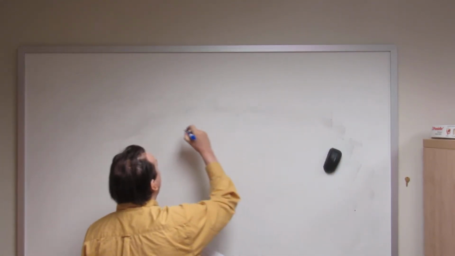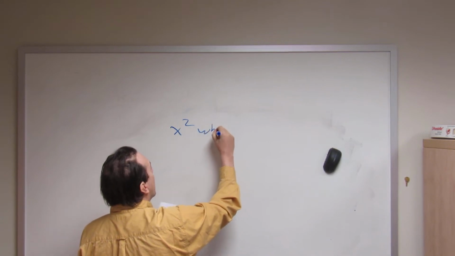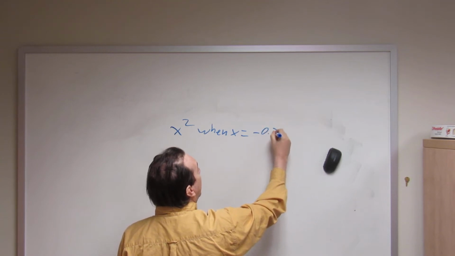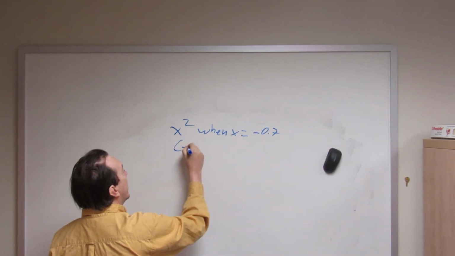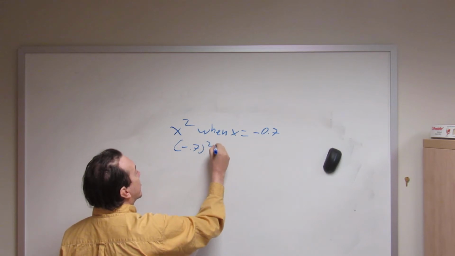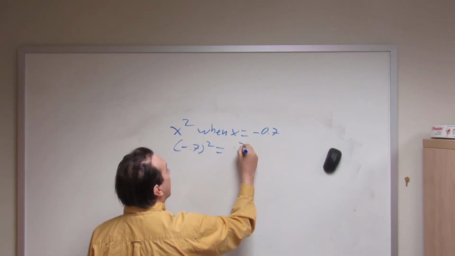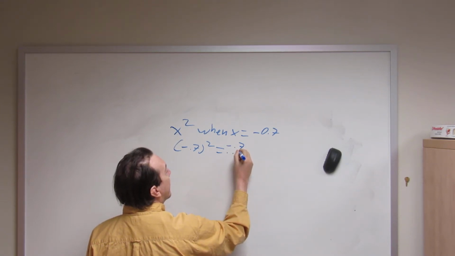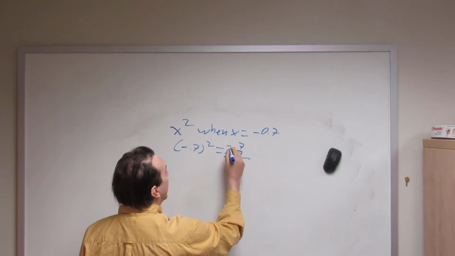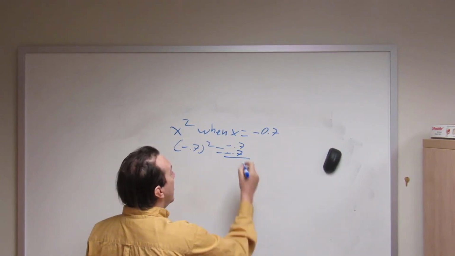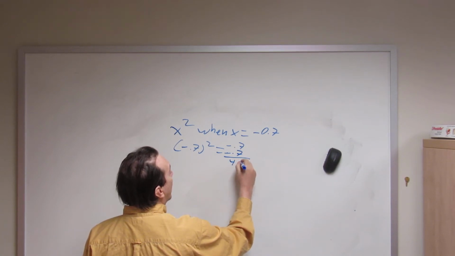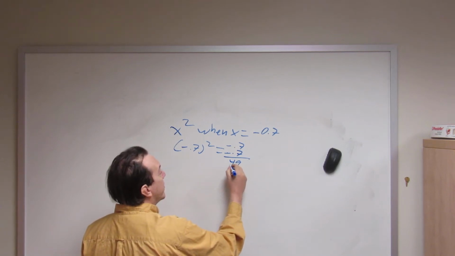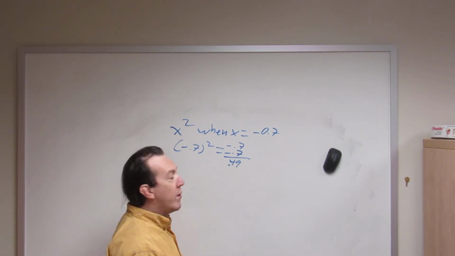Next, let's say we have x squared when x equals negative 0.7. So we're going to put negative 0.7 squared. And that's going to be negative 0.7 times negative 0.7. Negative times negative is positive. 7 times 7 is 49. We have 2 numbers past the decimal, so we're going to count 1, 2, and it's going to be 0.49.